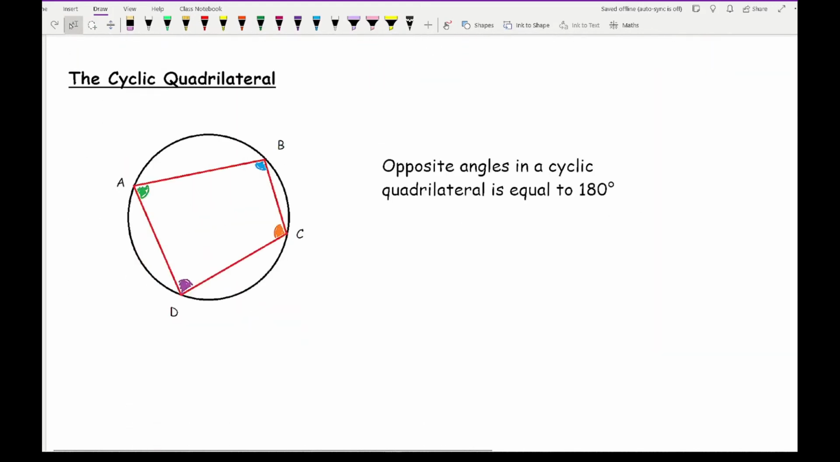So let's now move on to our next circle theorem, which is the cyclic quadrilateral. Now the definition is that opposite angles in a cyclic quadrilateral add up to 180.